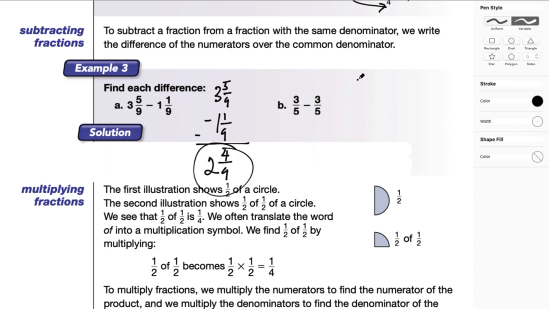Let's take a look at this one. 3/5 minus 3/5. Well, if I have 3/5 and I'm taking 3/5 away, I'm left with 0/5, or in other words, 0. So that's how we would handle example 3.